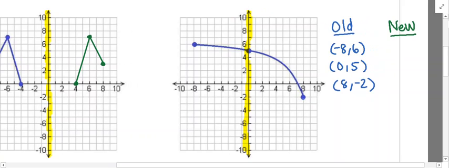Okay, count boxes towards the y-axis. This point is 1, 2, 3, 4, 5, 6, 7, 8 units to the right, or sorry, to the left of the y-axis.